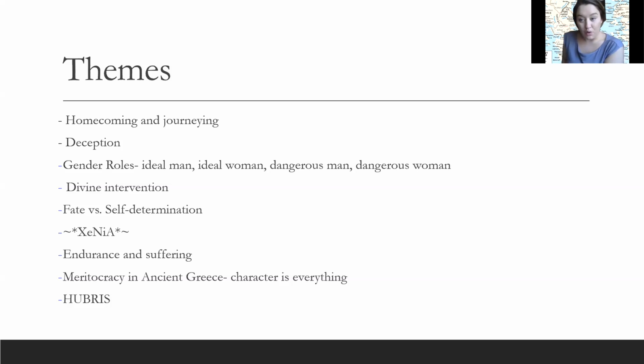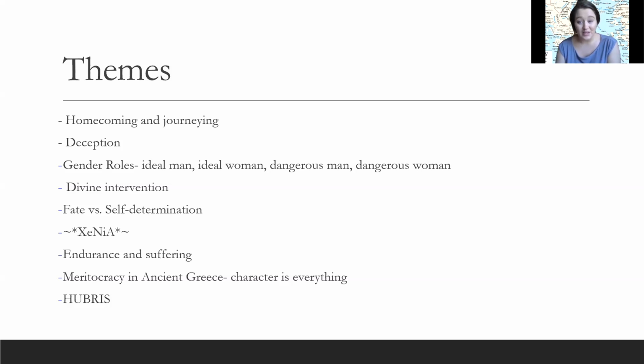We're going to talk about this one throughout, meritocracy in ancient Greece. And this ties into a couple other of these themes. It's the idea that character is everything. We know the term meritocracy from some more political and social contexts in history, where meritocracy is measured by the quality of your actions and character rather than your birthright. And that's reflected a lot in the Odyssey, as it is reflected in the Iliad. The characters that are great or larger than life are made so because of their character.